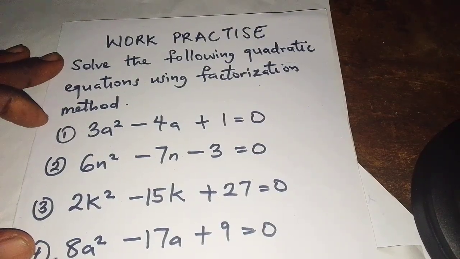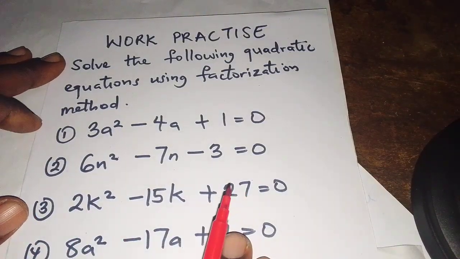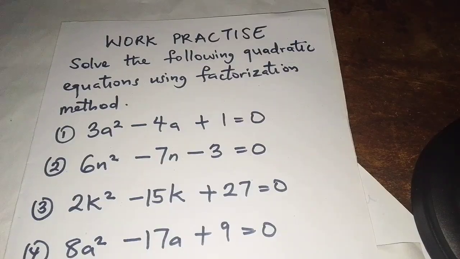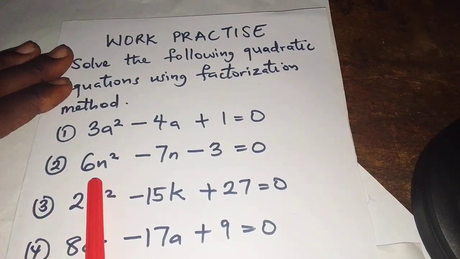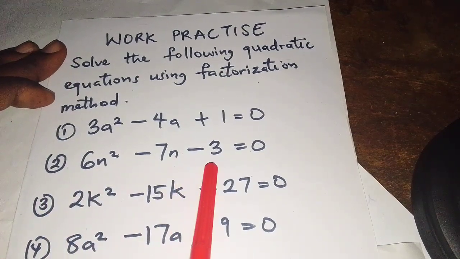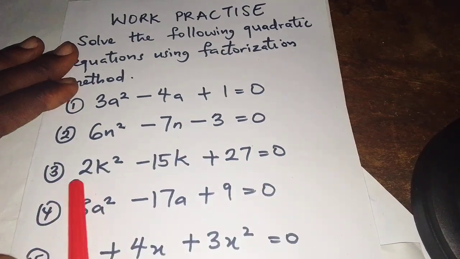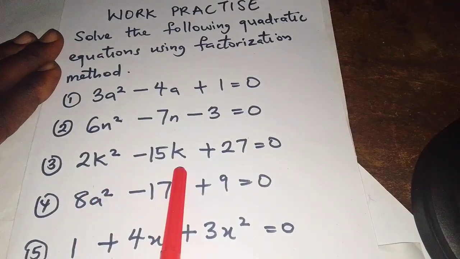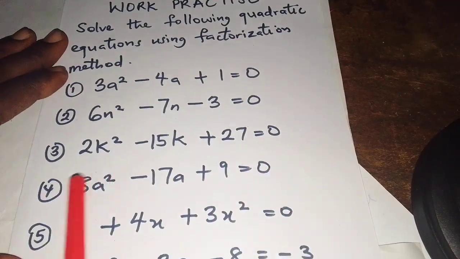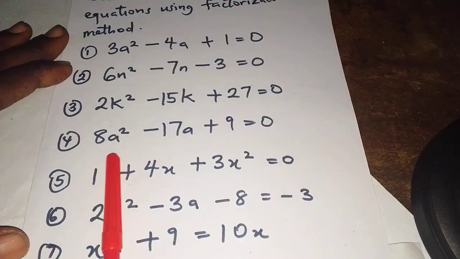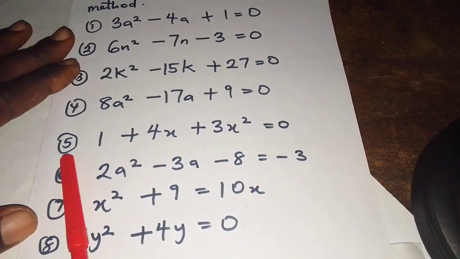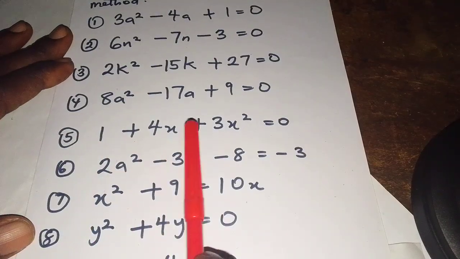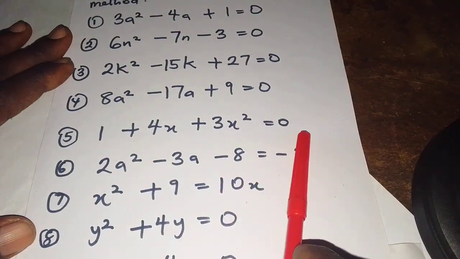For the work practice, solve the following quadratic equations using the factorization method. 1. 3a squared minus 4a plus 1 equals 0. 2. 6n squared minus 7n minus 3 is equal to 0. 3. 2k squared minus 15k plus 27 is equal to 0. 4. 8a squared minus 17a plus 9 is equal to 0. 5. 1 plus 4x plus 3x squared is equal to 0.